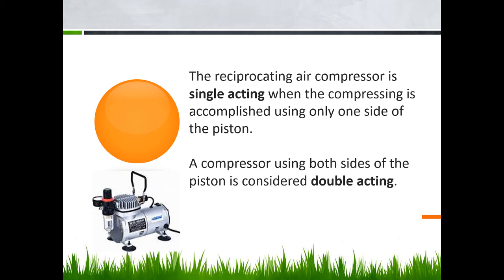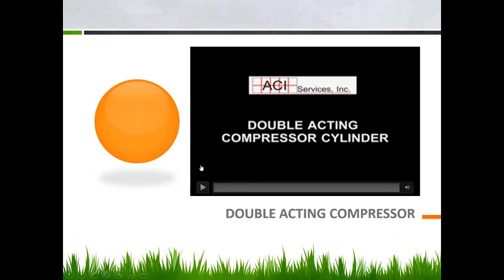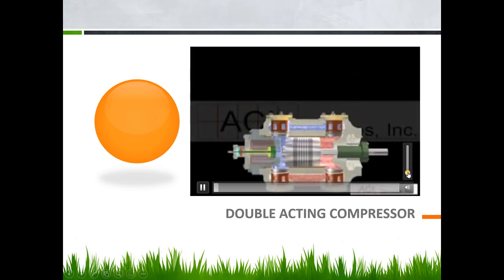Pag sinabi natin na single acting compressor, only one side of the piston is used. So, halimbawa, ito yung cylinder mo, isang side lang yung ginagamit. Pero pag double acting siya, both sides ginagamit. Ito, saka ito. So, two sides. Ito, one side. Sige, pakita ko lang mabilis. Yan ang double acting compressor.